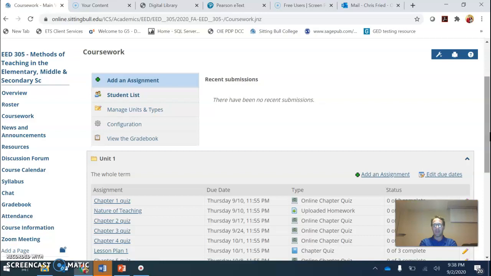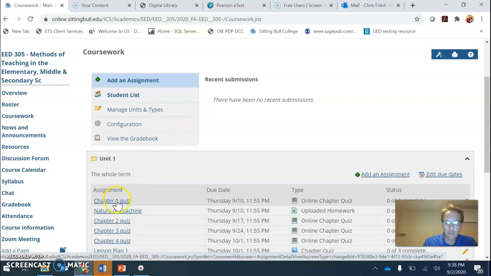There's a lot of information in the PowerPoint that's connected to things in the textbook. So if you go through that PowerPoint and read through it and look at the things that are connected to that in the chapter, you shouldn't have too much of a problem with the quiz. So the chapter 1 quiz is due next Thursday. That's one of your assignments.